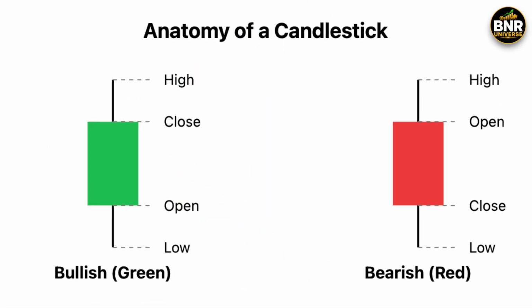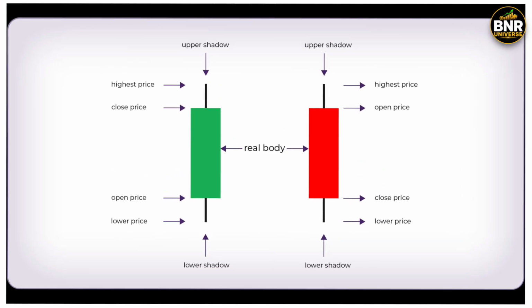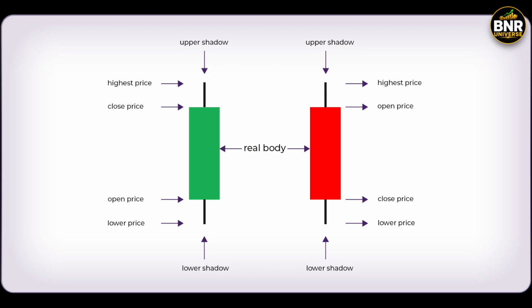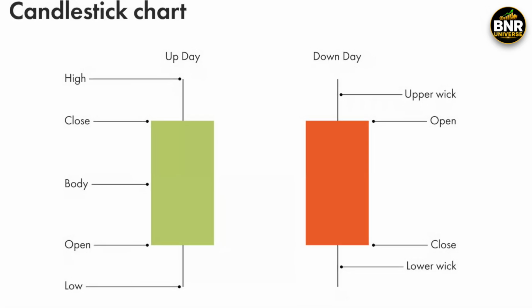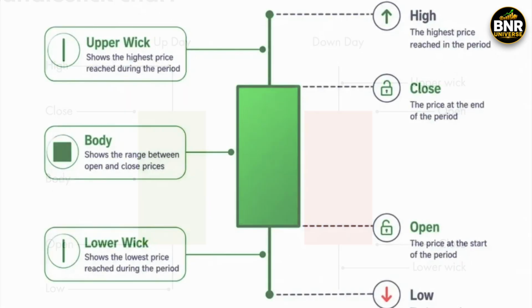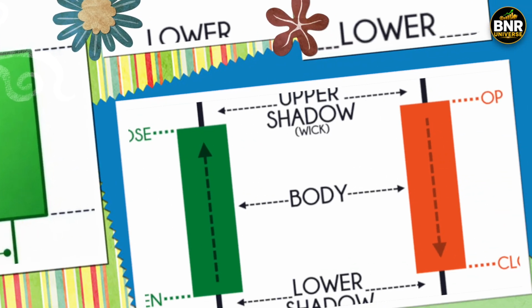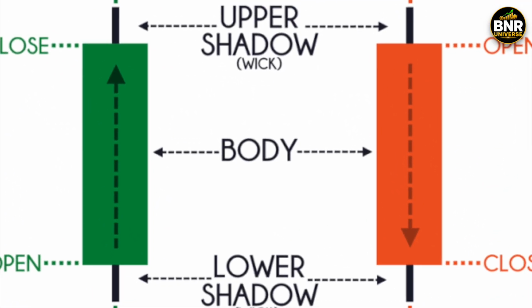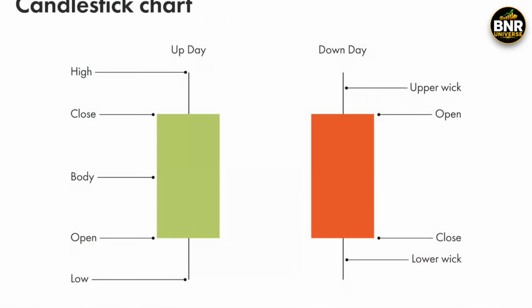The anatomy of a candlestick. Let's break down one candlestick. Every candlestick has 2 main parts. The body. The body shows the difference between the opening price and the closing price. If the price closes higher than it opened, the candle is usually green. This means buyers control the market. If the closing price is lower than the opening price, the candle is usually red. This means sellers were stronger. Think of it like a tug of war. Green means buyers won. Red means sellers won.